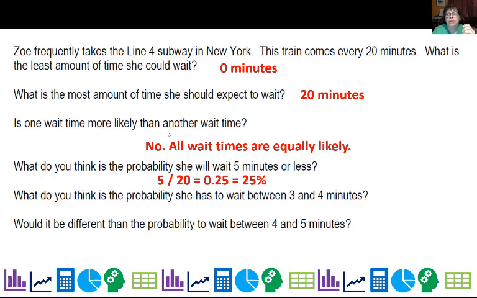How about that she waits between 3 and 4 minutes? Well, that's only 1 minute in the 20-minute time frame, so that would be 5% that she waits between 3 and 4 minutes. Same thing if we ask the probability she should wait between 4 and 5 minutes. It should be the same.